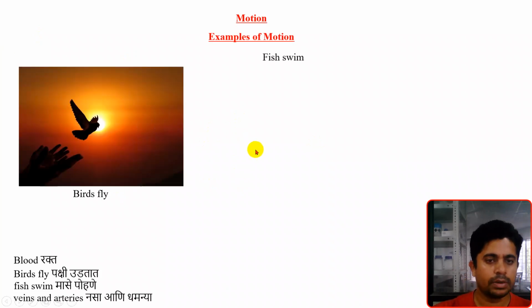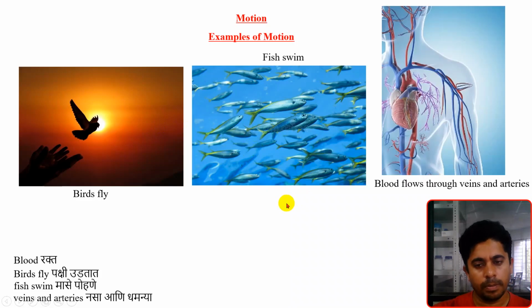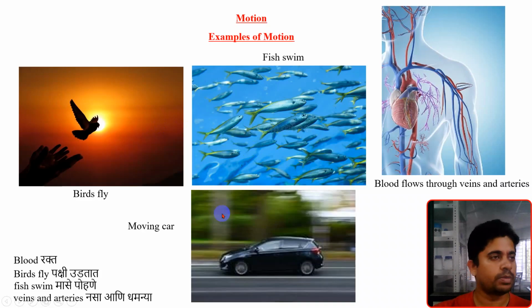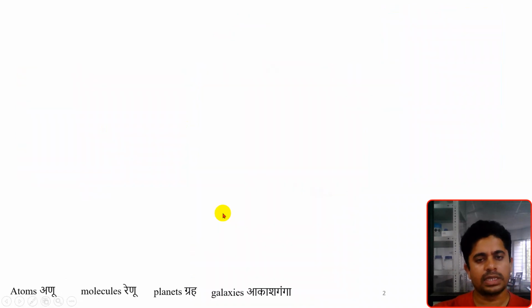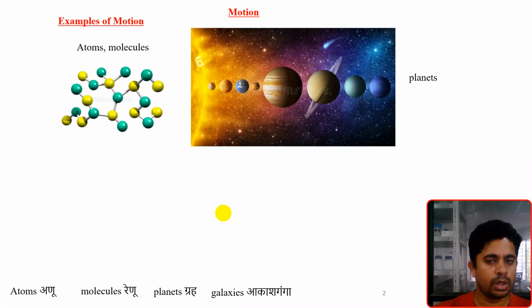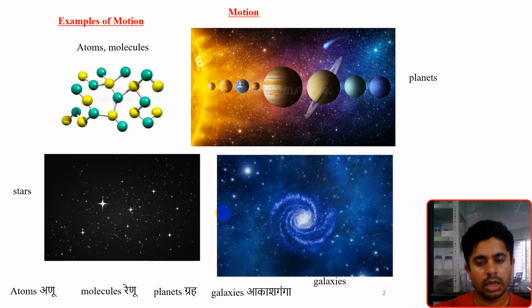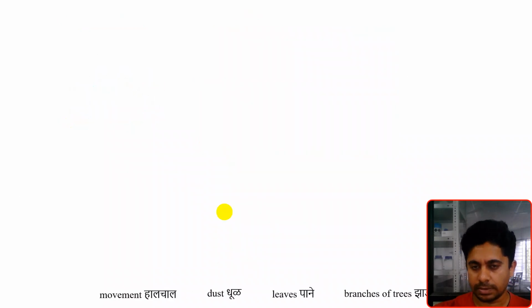A flying bird, or a fish swimming in water, or the blood flowing through our veins and arteries, or the motion of a car on the road. These are examples of motion. Motion of atoms and molecules, motion of the planets, motion of the stars, and motion of the galaxies.